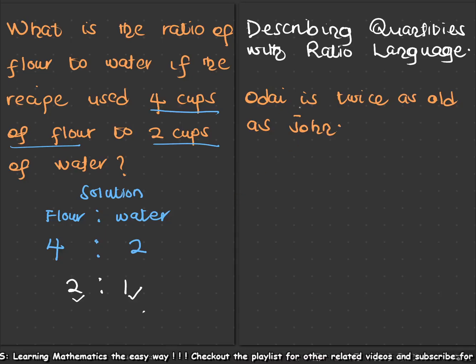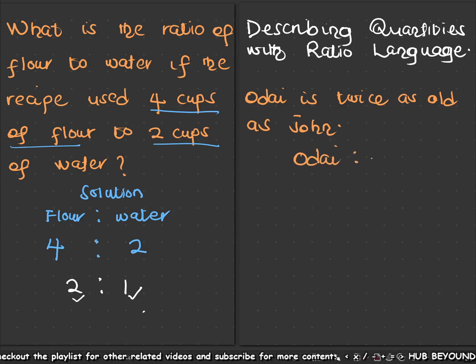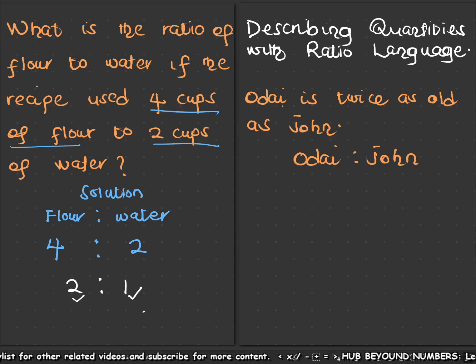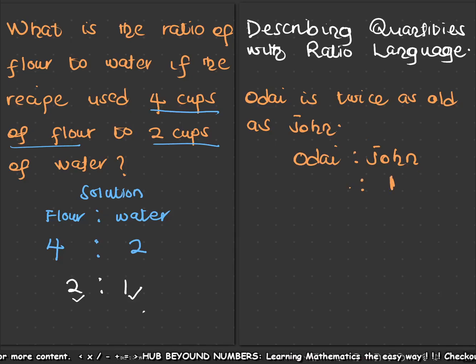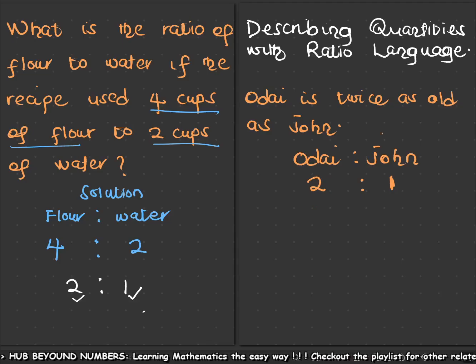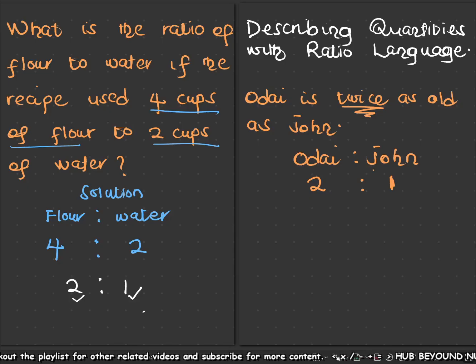So let's say we have this statement here that says, Odai is twice as old as John. Twice as old as John, right? It is actually expressing a ratio between the age of Odai and then that of John, you see. So it is a ratio of Odai to John. And it's saying Odai is twice as old as John. So what that means is for every year of John's age, Odai is twice as much. That is 2 times of it. You see, this is what we mean by twice as old as. That is what this term twice here means. So it means the ratio of Odai to John's age is what?